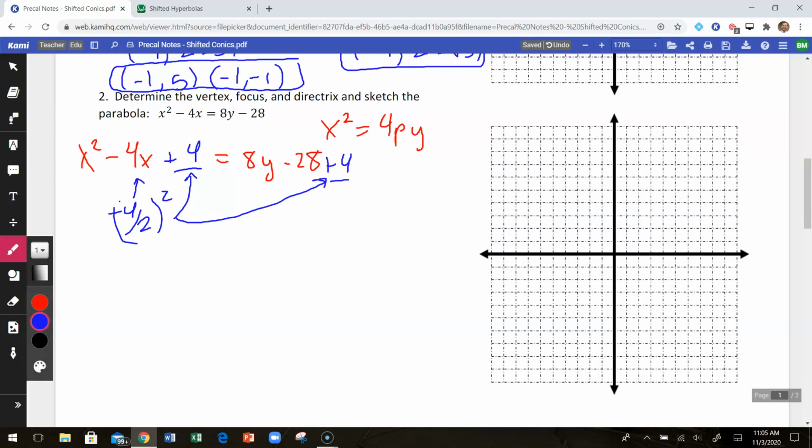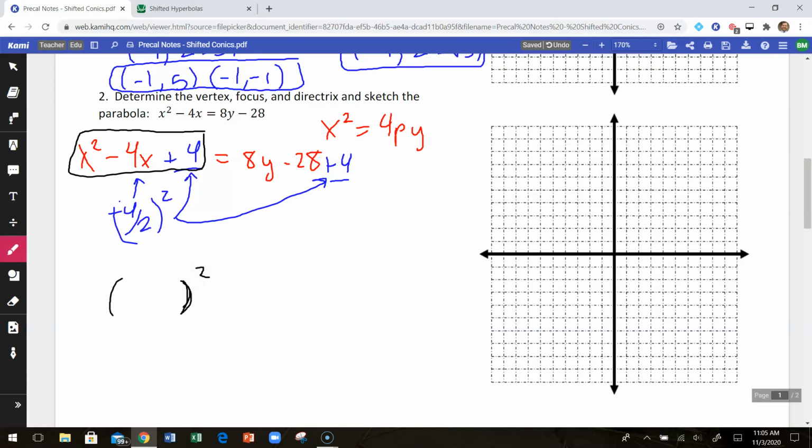What that allows you to do is take this left side and factor it as the same thing twice. That's the whole point of completing the square: I'm going to get x minus 2 twice there. x minus 2 squared equals, now on this side, -8 plus 4, that's going to be -24. And then I'm going to factor out the number that's in front of y, which is 8, out of both of those terms. So that's going to be 8 times y minus 3. If I factor an 8 out of -24, I would get -3.